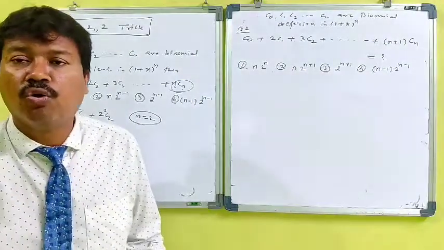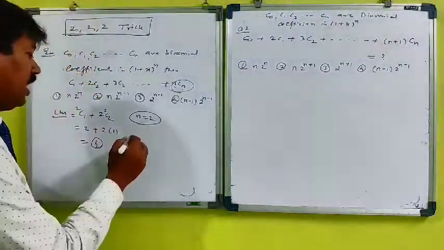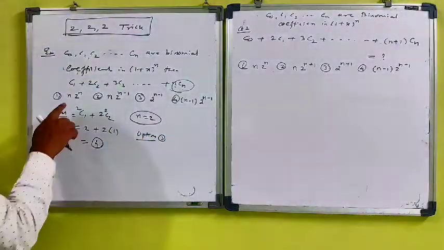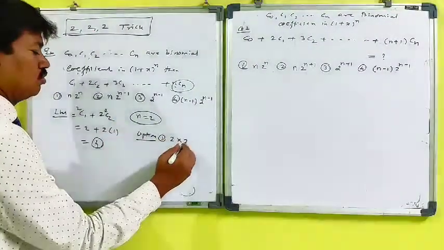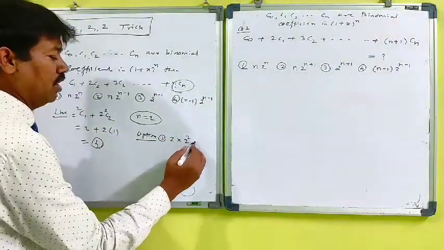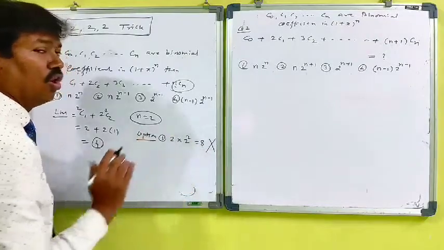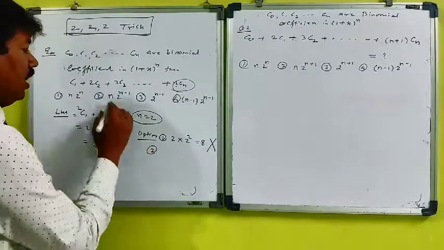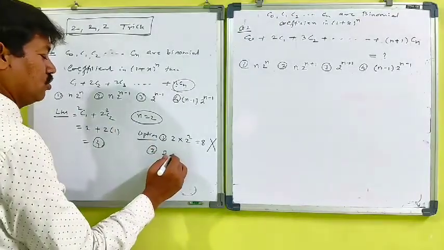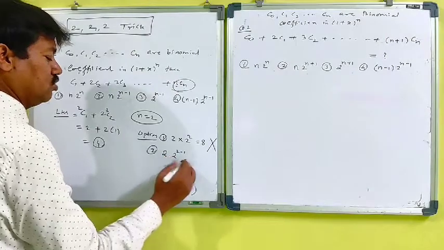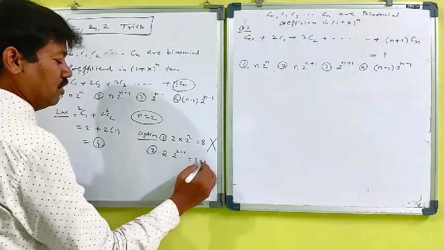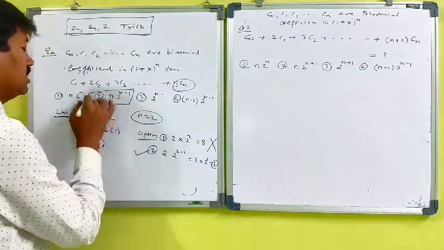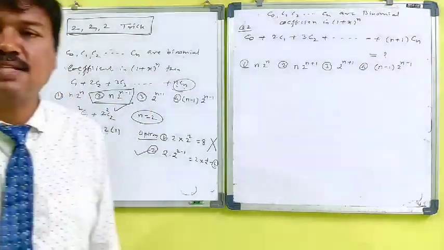Now you have to go with the options. Let's look at them. Option number 1: put n equal to 2, 2 into 2 raised to 2, which is 4 into 2, that is 8. So this option is wrong. Next, the second option: put the value of n as 2, so 2 into 2 raised to 2 minus 1, which is 2 into 2 raised to 1. The answer is 4, which is correct. That means the second is your correct answer.